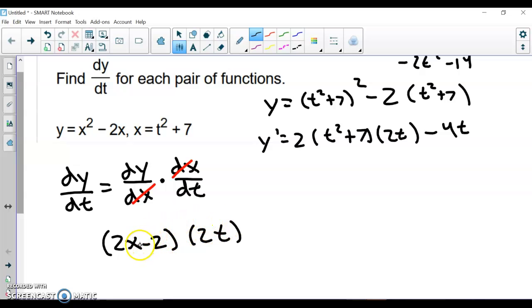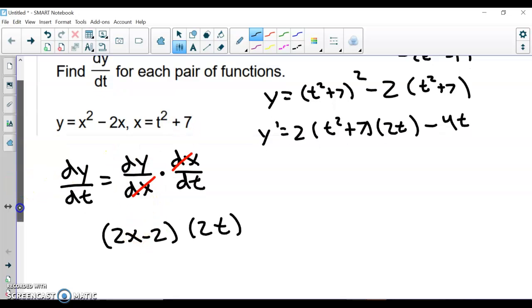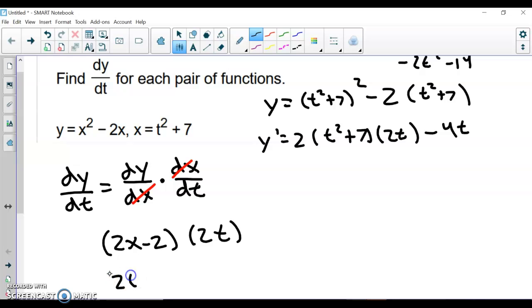However, we don't want the result in terms of any x's. We need it to be in terms of t, right? That was the derivative in terms of t, dy/dt being the variable. So at this point, you would simply replace x with its definition in terms of t. So we would have 2, and then instead of x, I'm writing what x is, t squared plus 7, minus 2, times 2t.